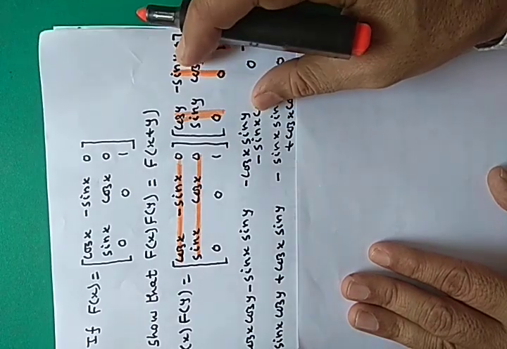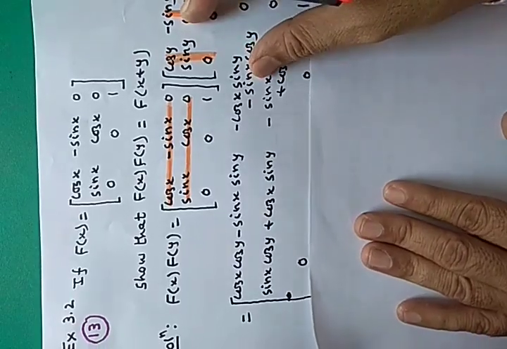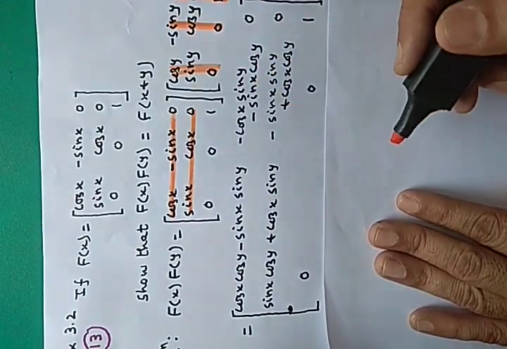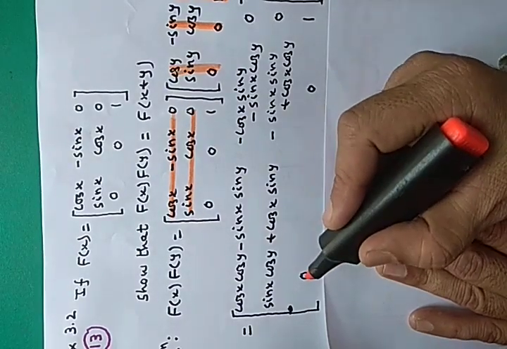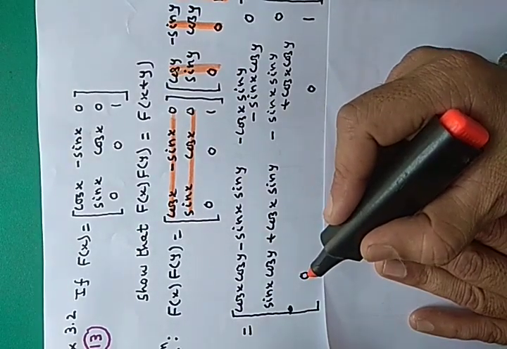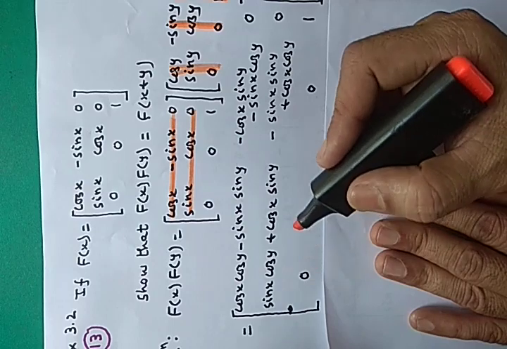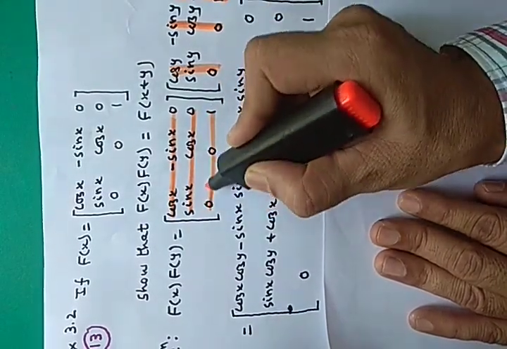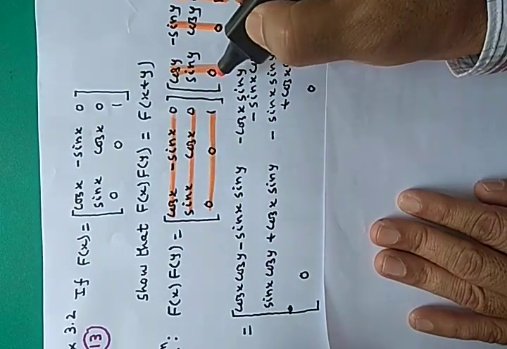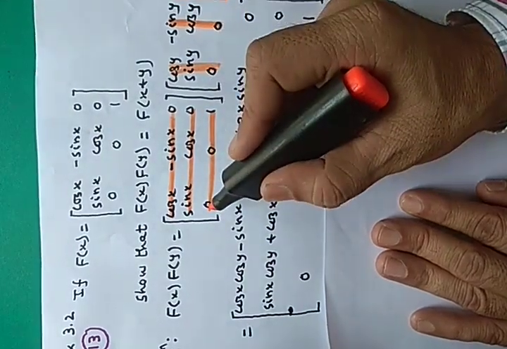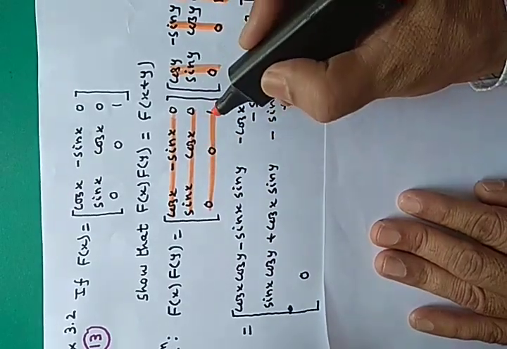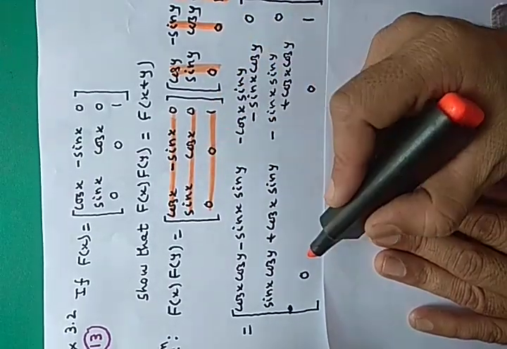Now this is a 3 cross 3 matrix, so one more row should be there. It is the third row, A31. So how to find A31? Third row multiplied with first column. You have to multiply the third row with the first column: 0 with cos y, 0 with sin y and 1 with 0, it will be 0 only.